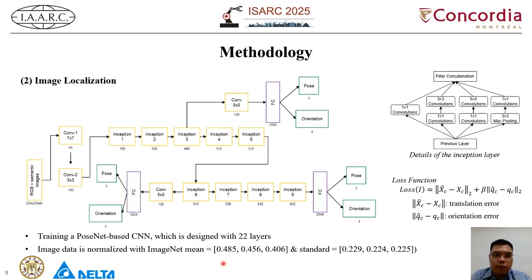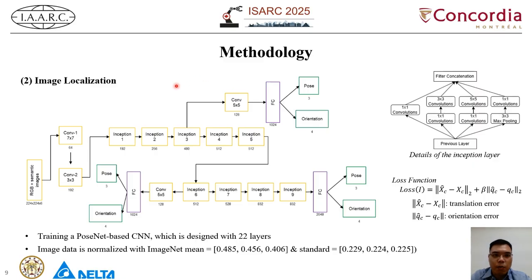The tensor then follows through two initial convolutional layers before entering a series of 9 inception modules. The detail of inception modules is on your right here. These inception blocks progressively expand the feature from 192 channels up to 832 channels, capturing both fine details and global context.